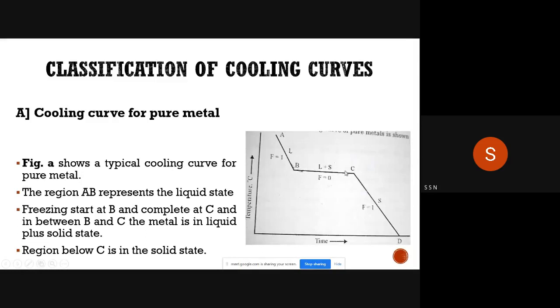B to C, if you are applying the Gibbs phase rule, two phases will be there. If you are applying Gibbs rule for this C to D curve, only one phase will be there. So like that.